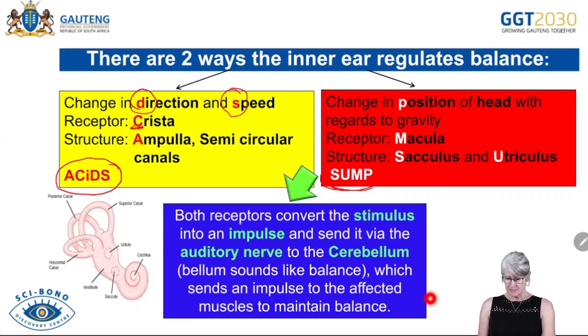So both receptors convert the stimulus into an impulse and send it via the auditory nerve to the cerebellum. And try to remember that cerebellum and balance sound similar, so you don't confuse them and write cerebrum. It's cerebellum, balance, which then sends an impulse to the effector muscles, and that's how I maintain balance.